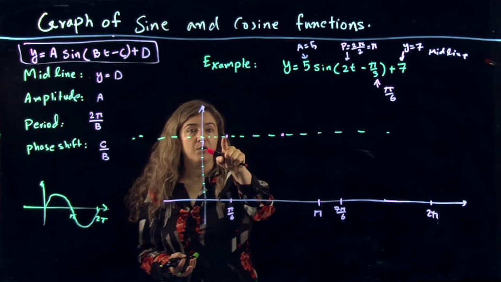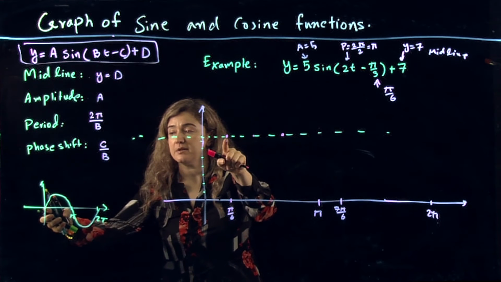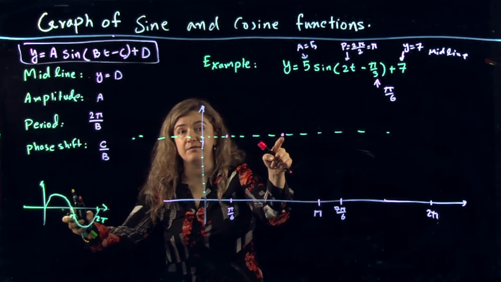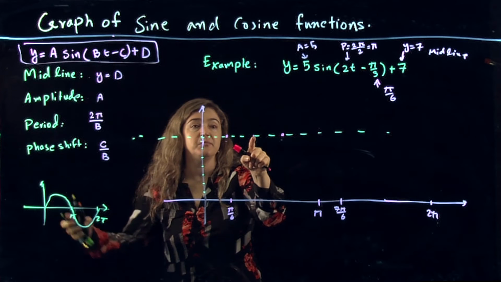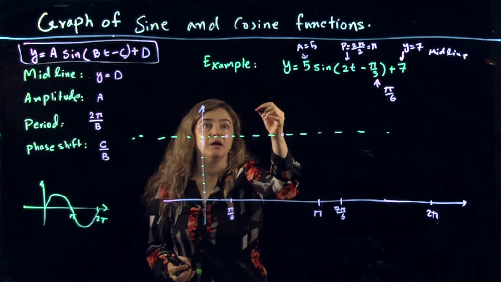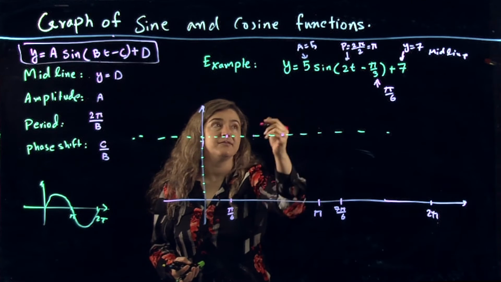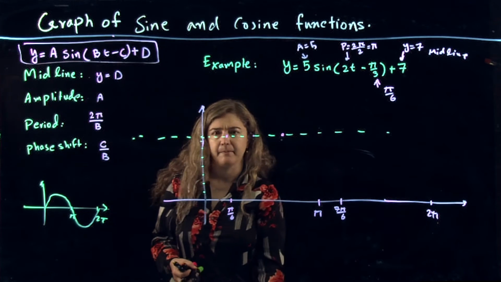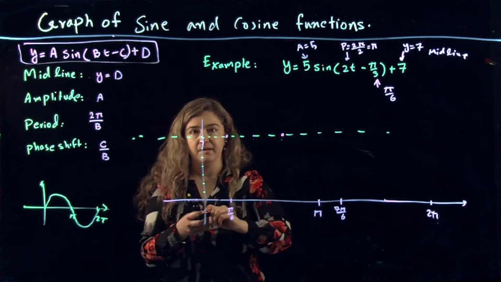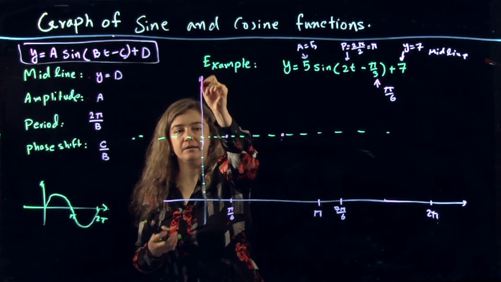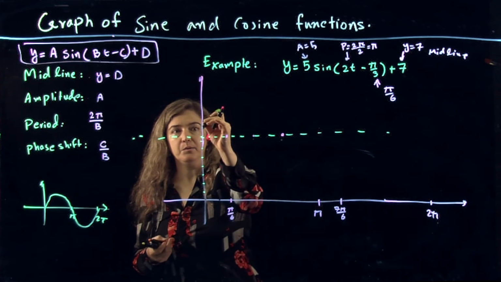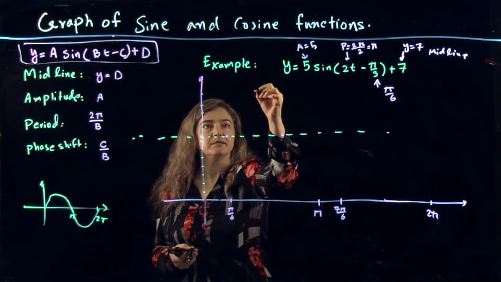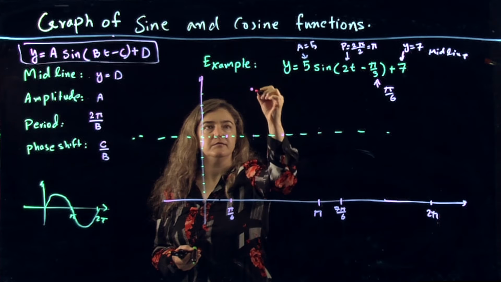So over here, the midline corresponds to that 0 moved 7 up. This 0 moved 7 up. This peak is in the middle, and should move up 5 from that 7 because the amplitude is 5. So going up, 1, 2, 3, 4, 5. And I have it right here.